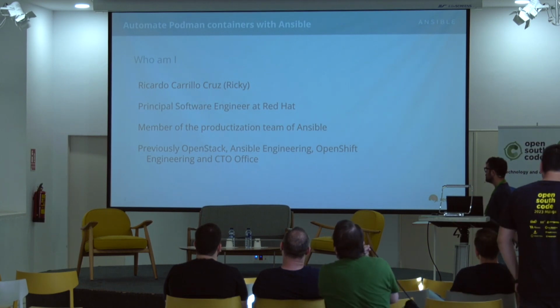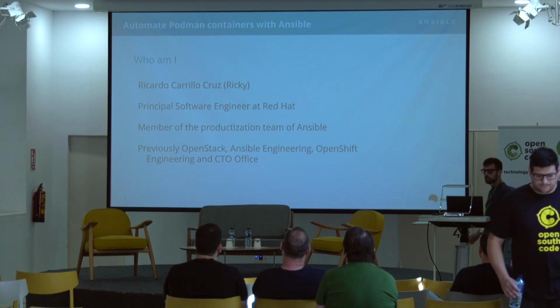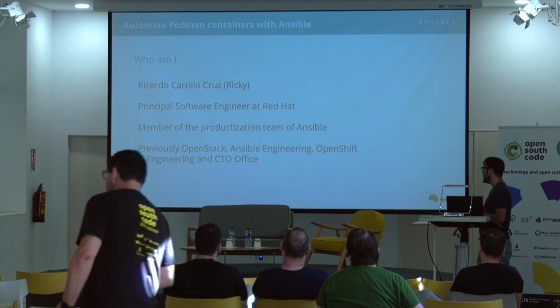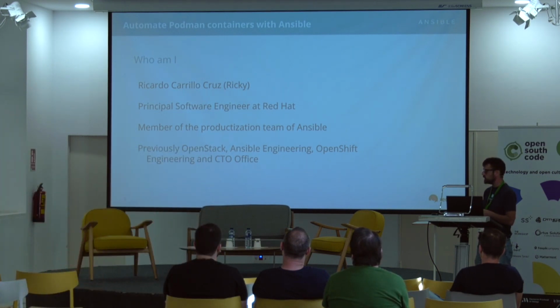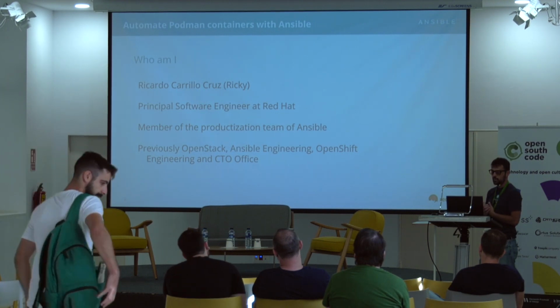My name is Ricardo Carrillo Cruz, or you can just call me Ricky. I'm a principal software engineer at Red Hat. I've been there for six and a half years now. Pretty happy. I've been doing lots of things. I'm a member of the productization team of Ansible. We're basically responsible for building and delivering the various offerings that we have for Ansible. We have Ansible Core, but we have other offerings in cloud, many different components. So that's what my team does.